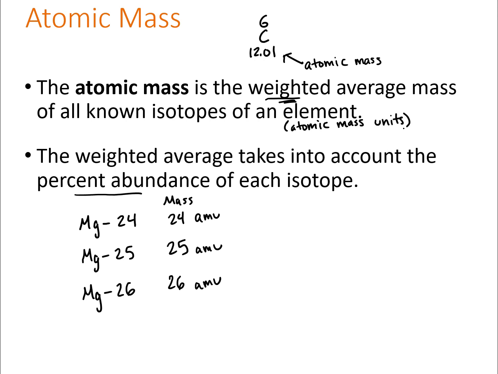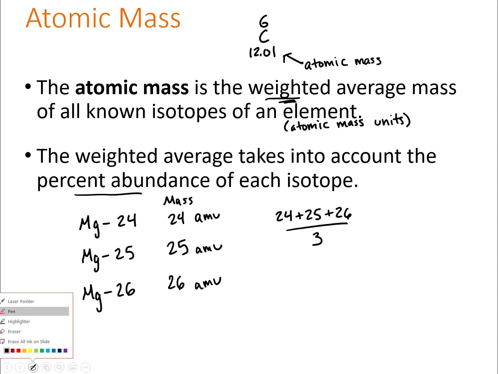In a normal average, you would just take 24 plus 25 plus 26 and divide by 3. If you did that this time, it would be wrong. That's not a weighted average.